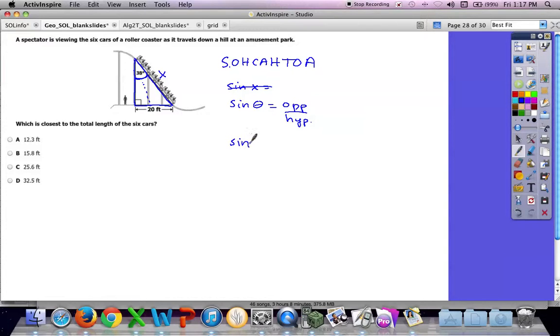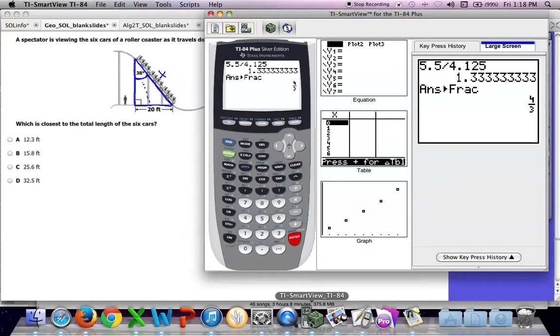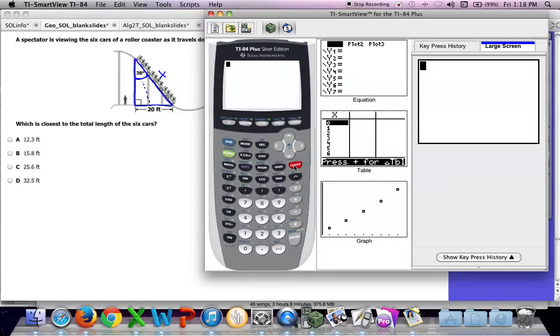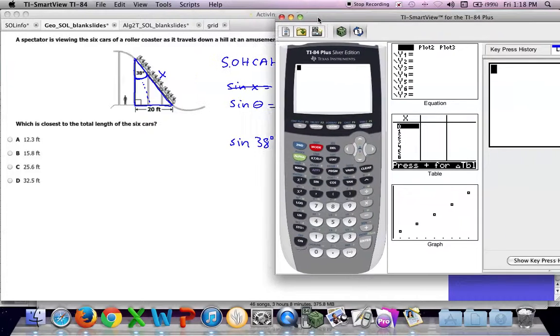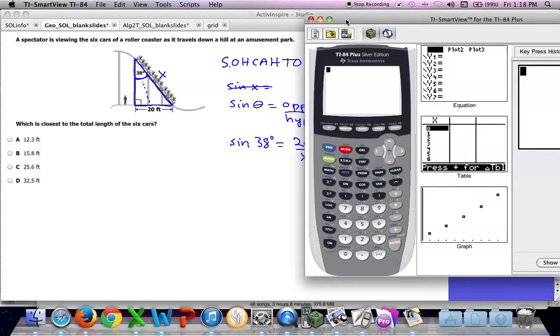In our problem, the sine of 38 degrees equals 20 over x. Now again, I think I showed you this a little bit on a previous slide, but with your calculator, make sure that your calculator is set to degree mode because your angle is given in degrees. And take the sine of 38 degrees right away. Sine 38 is 0.6157. I'm going to carry it to 4 digits.